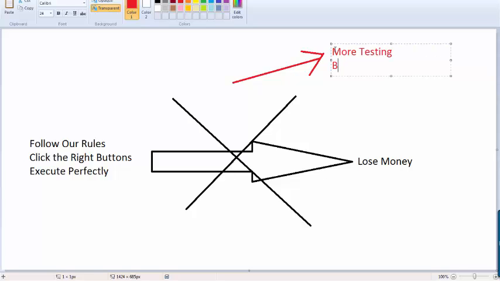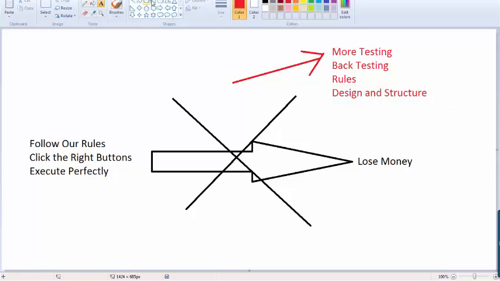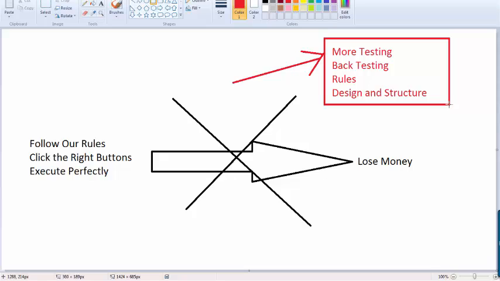More testing, backtesting, rules, design, and structure. Because if losing because you took one trade makes you question everything you're doing, it just means you're a new trader. There's nothing wrong with that. You should question it if you don't have the confidence, right?